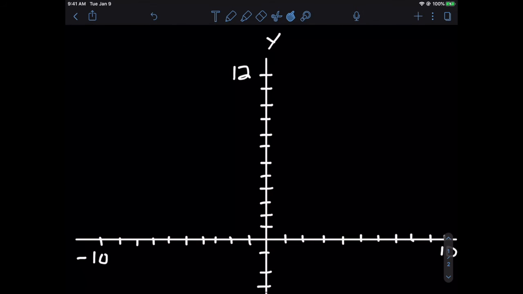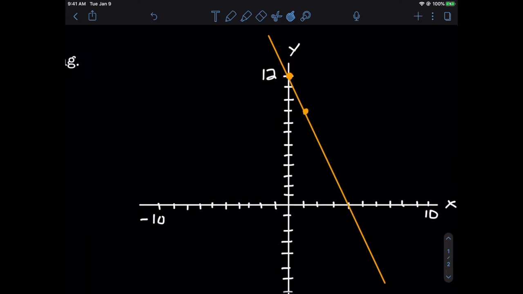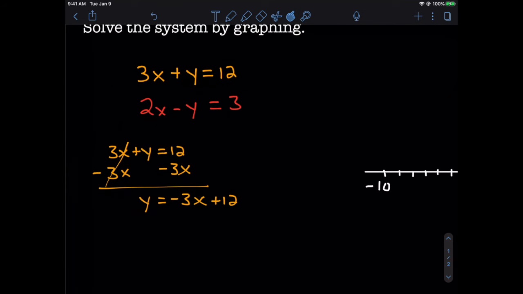On the coordinate plane, the y-intercept of our graph is 12. Our slope is down 3 over 1, so that's going to put us at (1, 9), like we see right here. And then we're going to connect them. Now make sure that your lines go all the way across the plane, because otherwise you're not going to be able to find the point of intersection half the time. Your lines are going to be too short. Something like this is probably good.